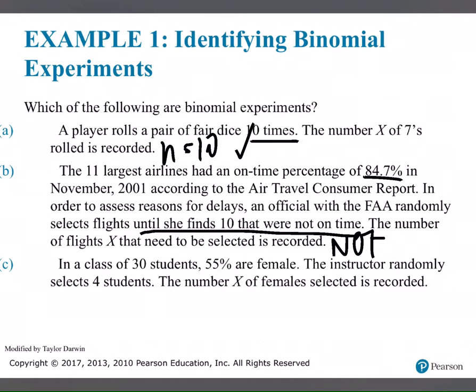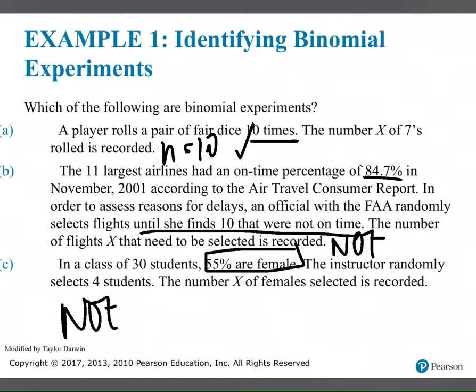And then C says, in a class of 30 students, 55% are female. The instructor randomly selects 4 students. The number of females selected is recorded. So this is not, because it's not a fixed success. Let's say I take one student at the front of the room, and if I select one girl, that affects the probability of another girl getting selected.